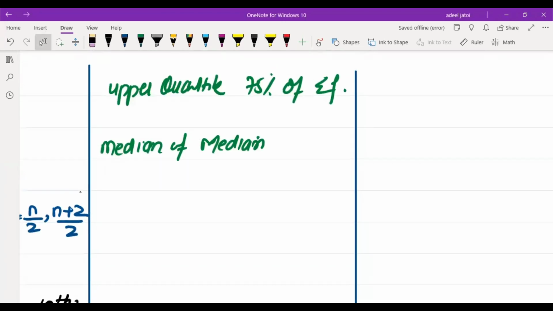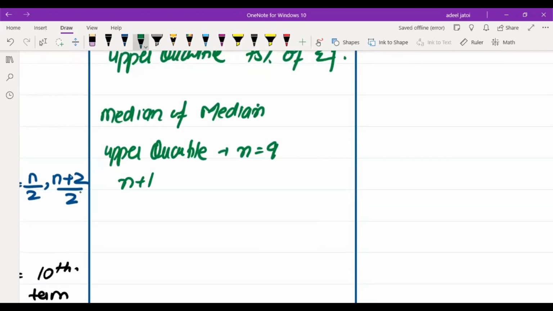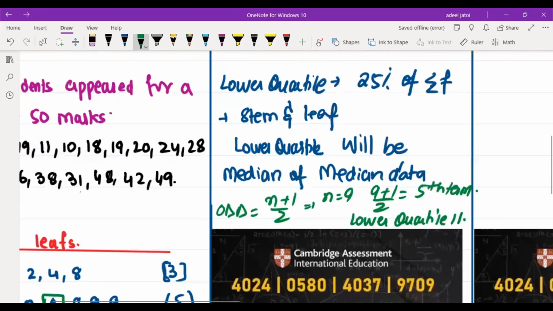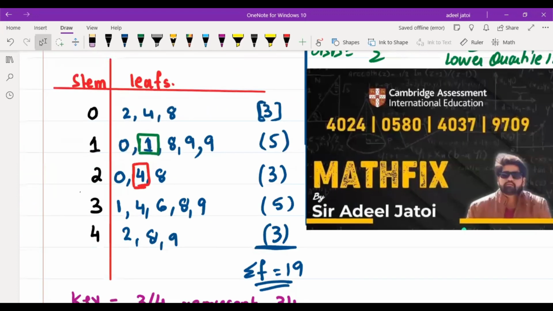So we will write down this as upper quartile. Again, for the upper quartile, you already know that n becomes 9, because after the median there are only 9 terms left. So (9+1)/2 again becomes 10/2, and 10/2 means the fifth term. Your fifth term after the median, first, second, third, fourth, fifth, is 38. So we write down our upper quartile as what?